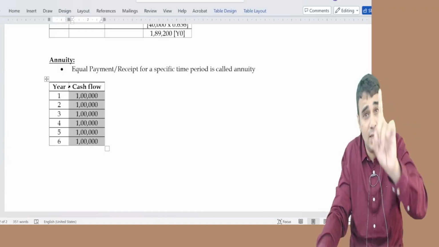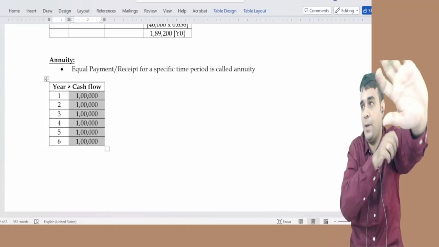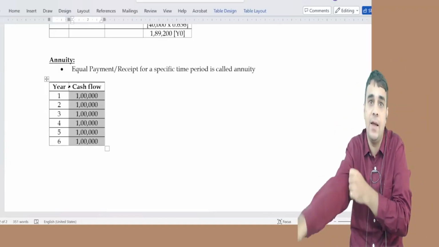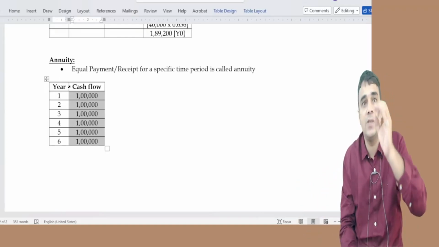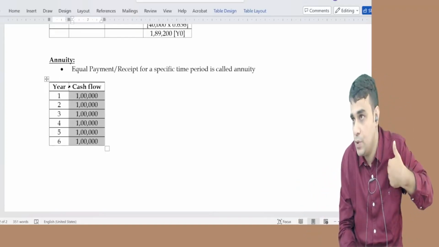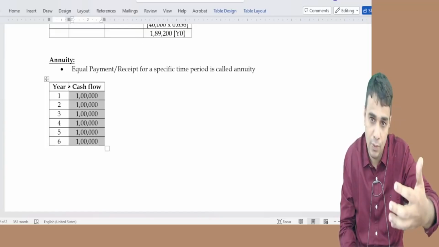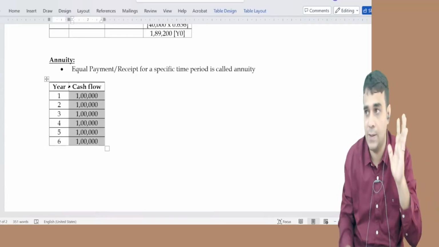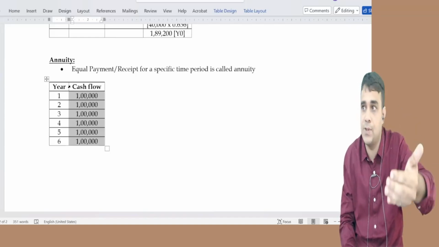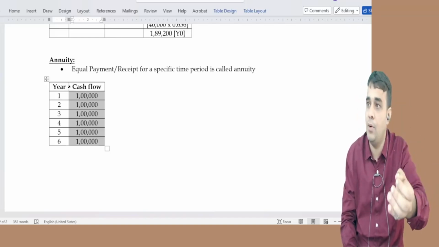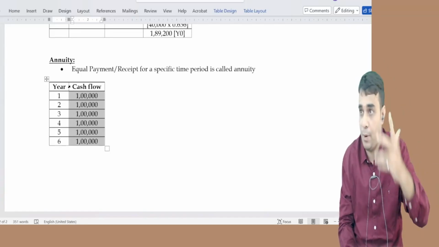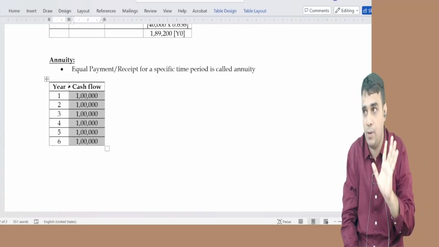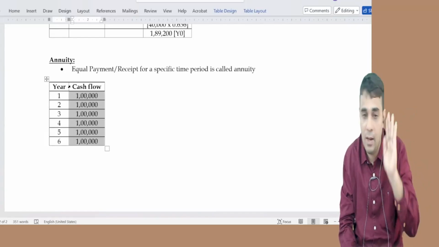Or I say no, I don't want to pay today. I want to pay a single amount after 6 years. That is called future value. If I want to pay a single amount today, that is called present value. I may also ask to pay a single amount after 6 years, provided you agree. That is called future value. One amount only I want to pay, not 1 lakh, 1 lakh.